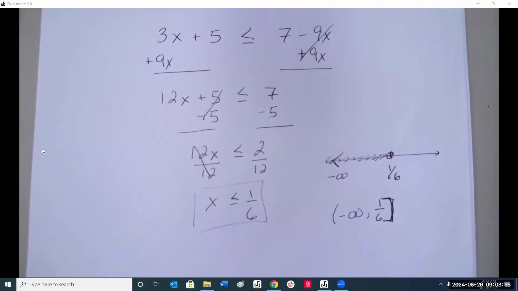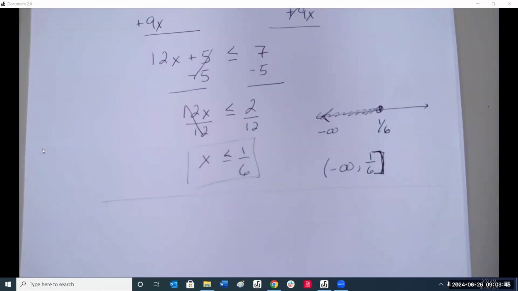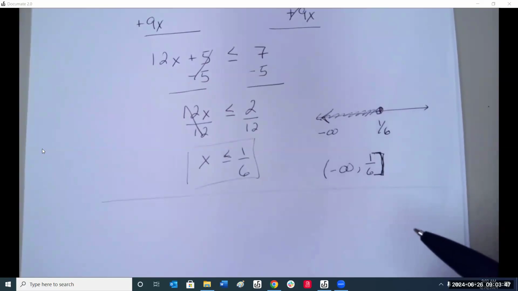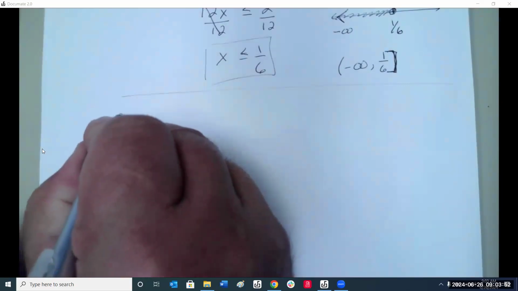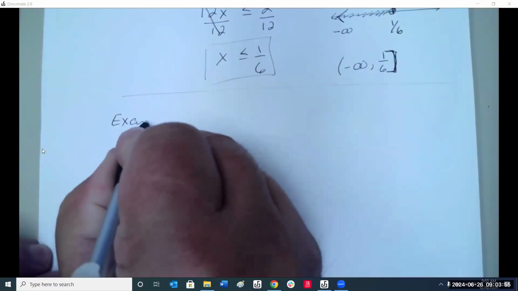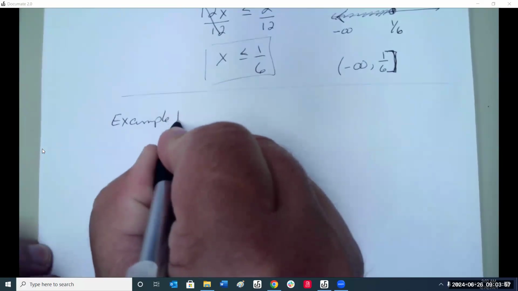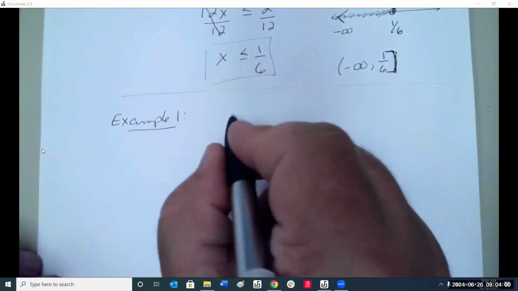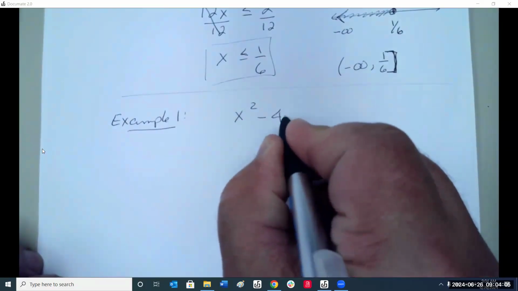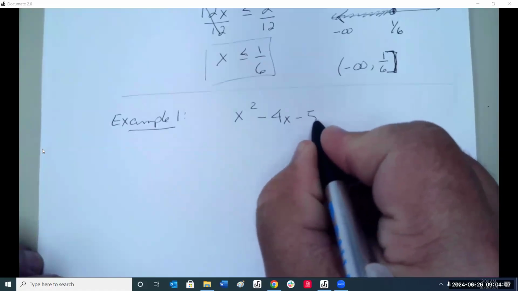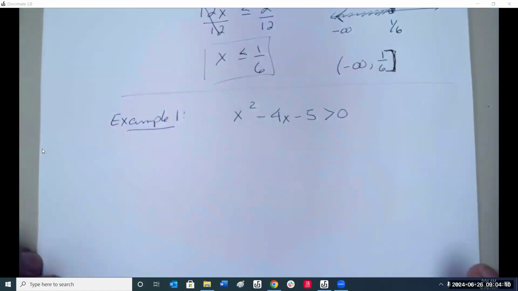We get to do the same with quadratic equations or higher order polynomials. Except now the graph won't be linear. It's going to be a curve of some sort. So let's look at the first example. We have x squared minus 4x minus 5 is greater than 0.